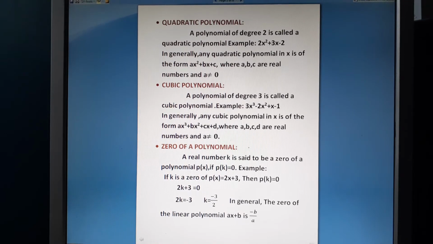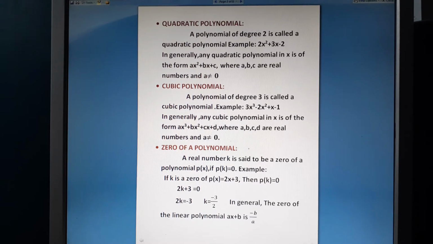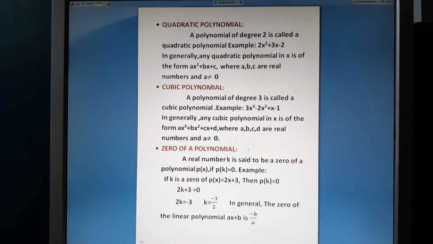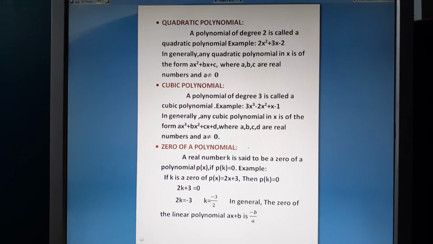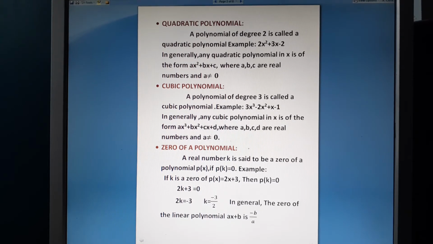In general, any cubic polynomial in x is of the form ax cube plus bx square plus cx plus d, where a, b, c, d are real numbers and a is not equal to 0.